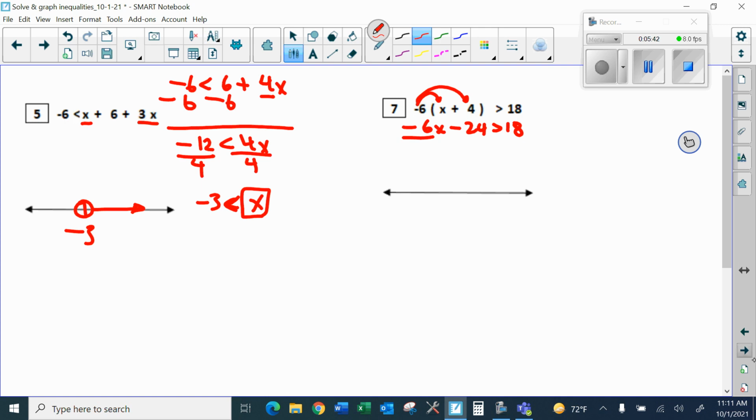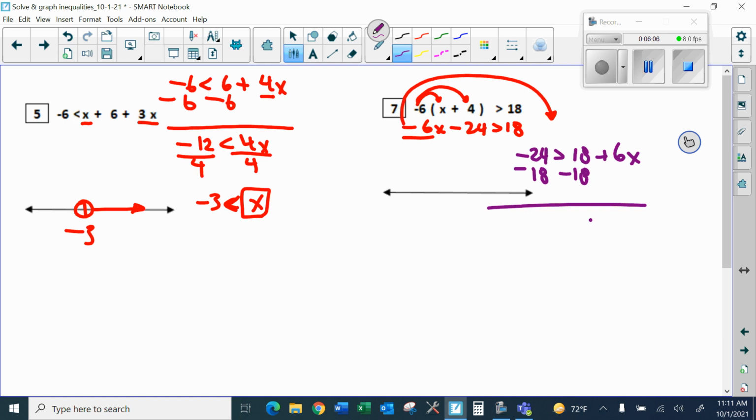I ask myself about the coefficient of the variable. It's negative, so I'm going to move it to the other side to make it positive. So now I've got 6x and a plus 18 there, less than -24. And last step, subtract the 18 across. I get 6x is, oops, don't switch the sign, less than -42. I divide by 6, and I get x is less than -7.